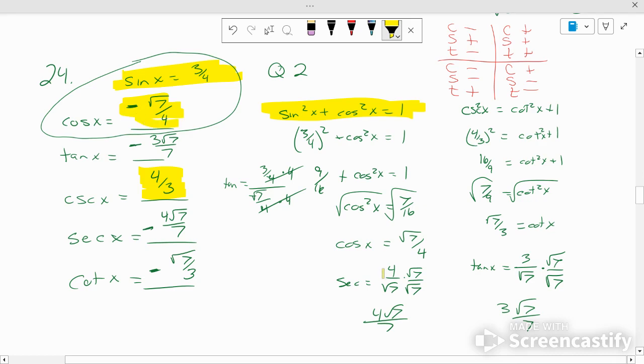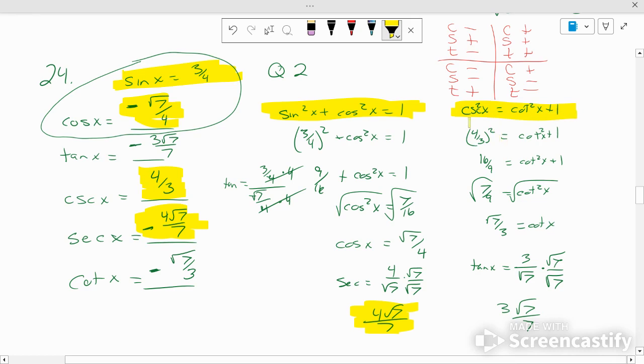So if I know that, then I can find secant. Secant is 4 over square root of 7. So multiply top and bottom by square root of 7. So secant is 4 square root of 7 over 7. And then really cosecant is a fairly nice number here. So I'll use the cosecant cotangent one to find cotangent.